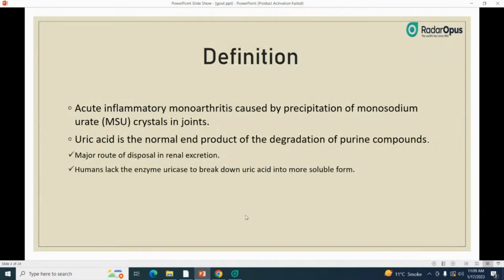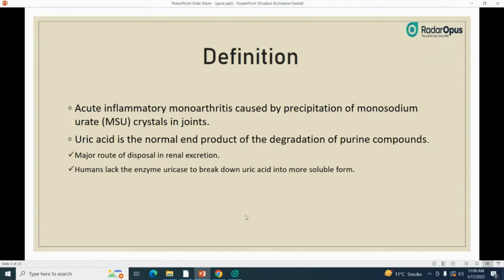The definition is acute inflammatory monoarthritis caused by precipitation of monosodium urate crystals in joints. Uric acid is a normal end product of the degradation of purine compounds, in which the major route of disposal is renal excretion. Humans lack the enzyme uricase to break down uric acid into a more soluble form. So it can be defined as a pathological reaction of a joint or periarticular tissue to the presence of monosodium urate monohydrate crystals. Gout is the most common form of inflammatory arthritis and is characterized by acute intermittent episodes of synovitis presenting with joint swelling and pain.